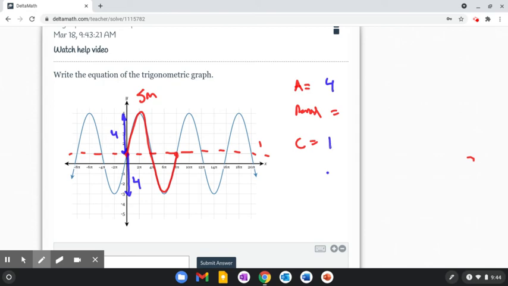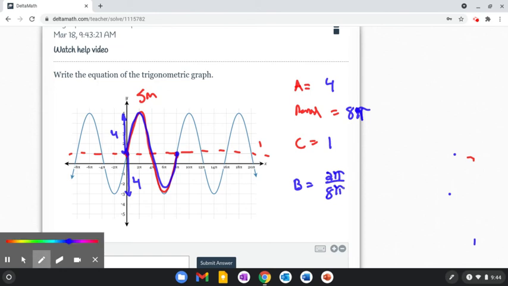Our period: we start here, and our one cycle ends at 8 pi. So 8 pi is the period, not 84, 8 pi. So our B is going to be 2 pi over the period, so 2 pi over 8 pi. This one we just need to reduce. The pi's cancel. 2 over 8 is 1/4.